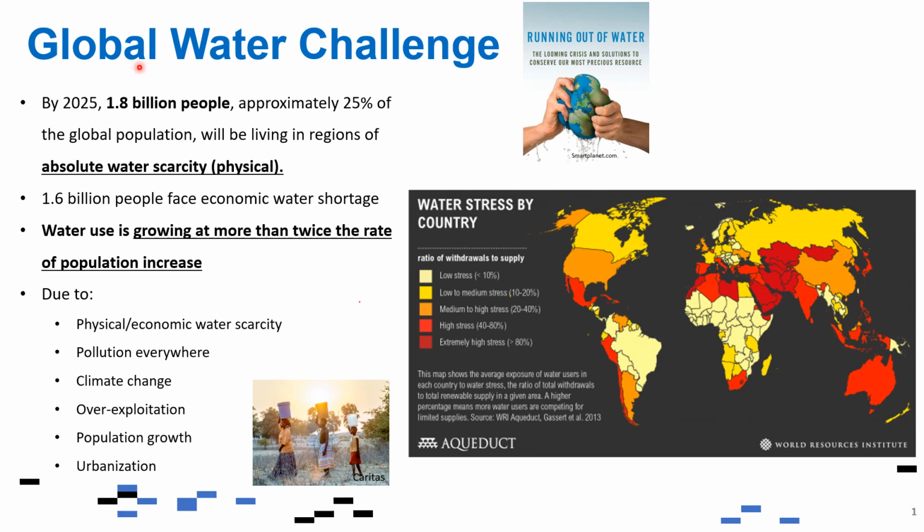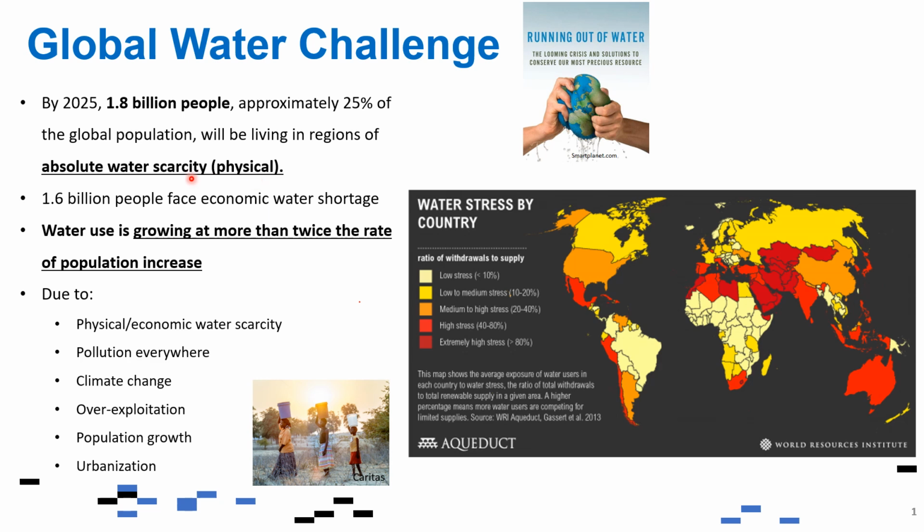As we all know, water is one of the most precious resources we have on Earth. But at the present time, water scarcity is also one of the most pressing issues we are facing right now. By the estimate of the United Nations, in the year 2025, almost 2 billion people, or approximately one-fourth of the global population, will be experiencing absolute water scarcity or physical water scarcity.